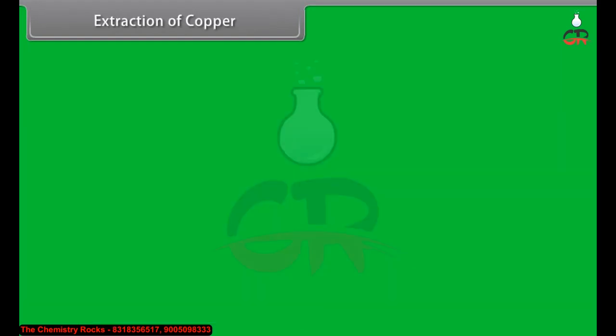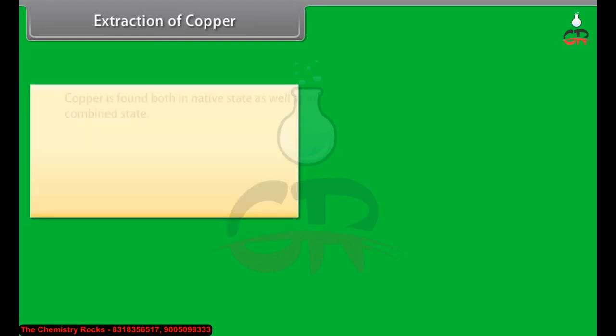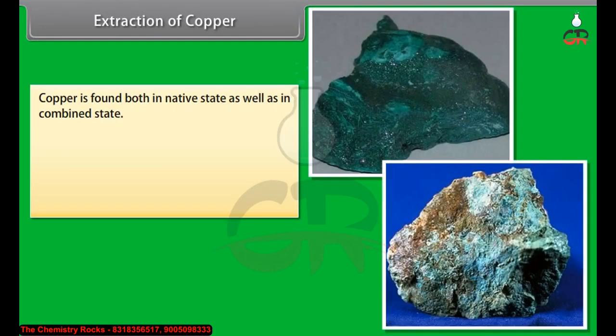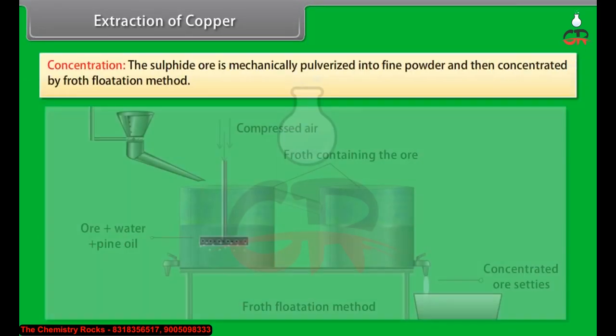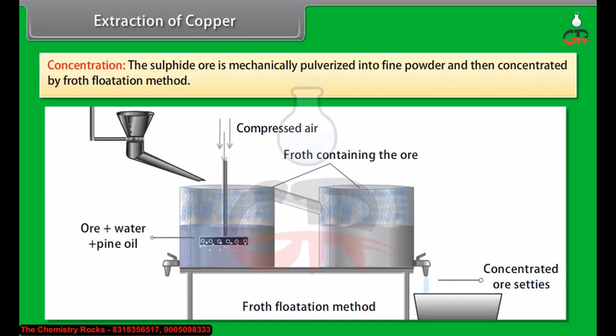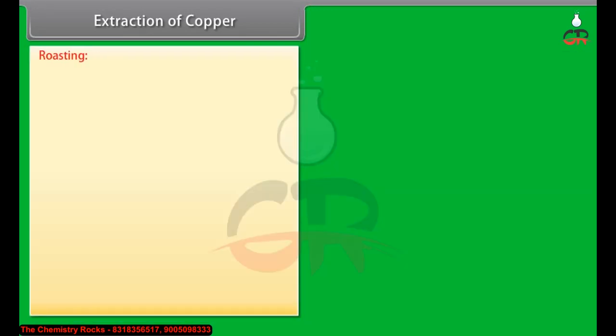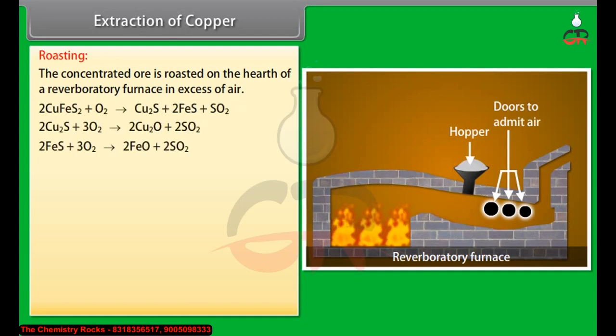Extraction of copper. Copper is found both in native state as well as in combined state. The main occurrence of copper is as sulfides, oxides, and carbonates. The important steps involved in the extraction of copper are concentration. The sulfide ore is mechanically pulverized into fine powder and then concentrated by froth flotation method. Roasting. The concentrated ore is roasted on the hearth of a reverberatory furnace in excess of air.